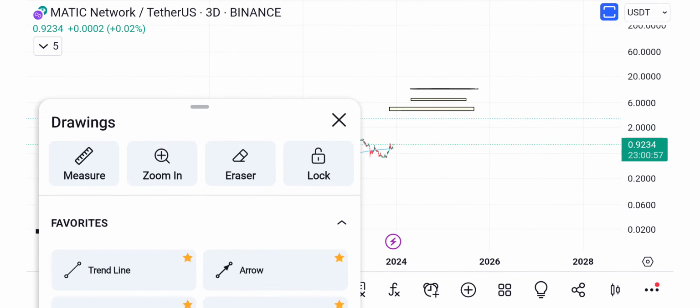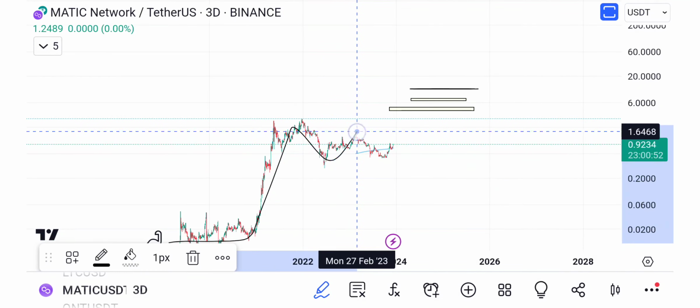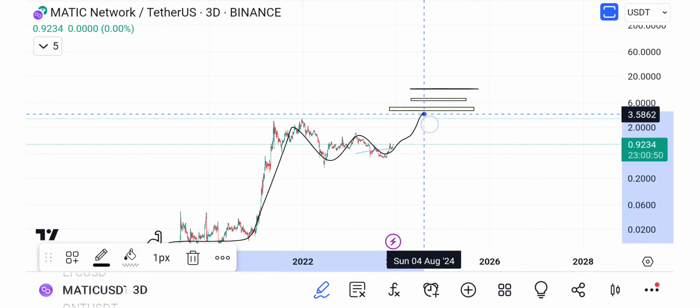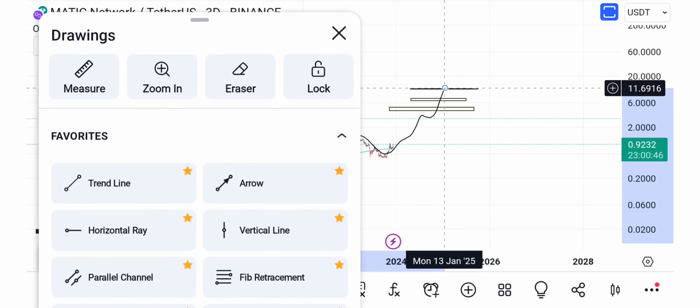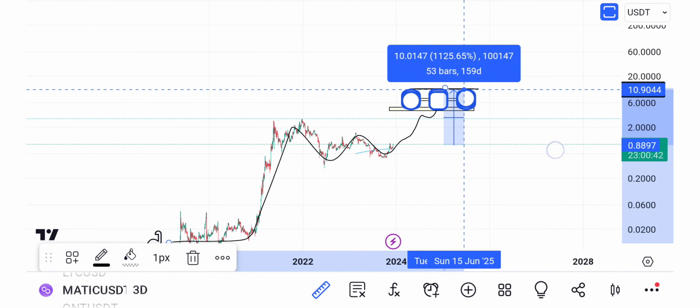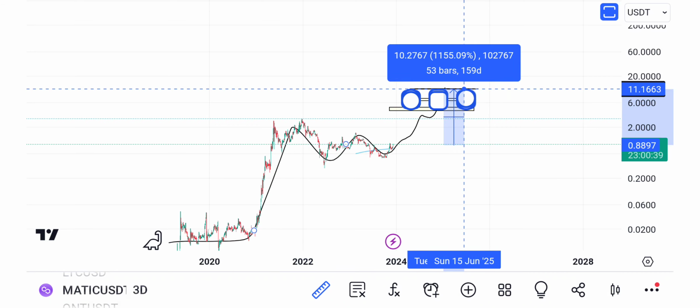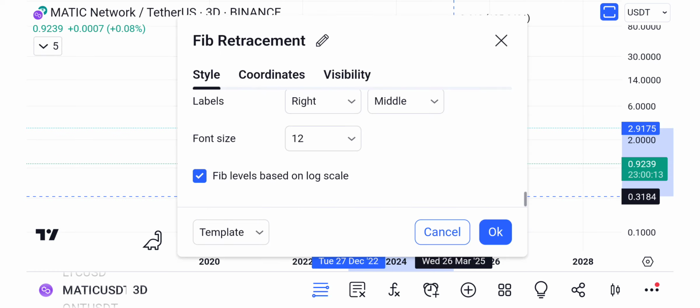So in other words, if I were to draw it: rise, crash, retrace, reaccumulation, just like that, right? So basically, from here to the top, that's almost a 1,200% move right there. So not bad at all for Matic.